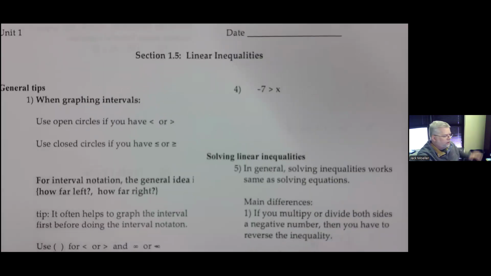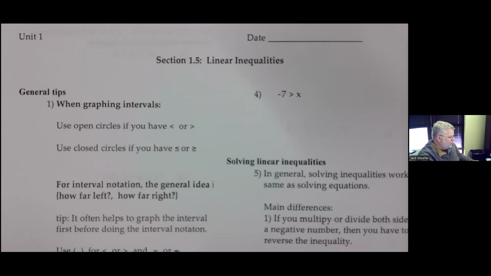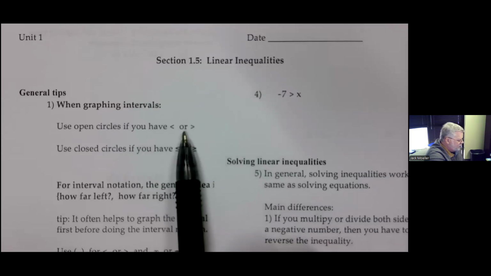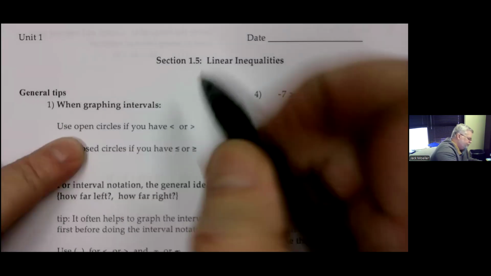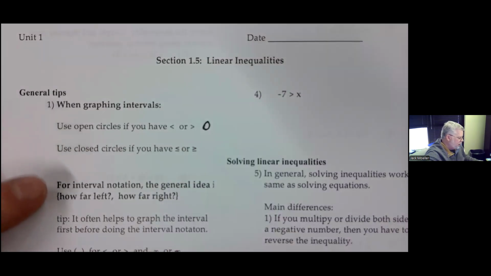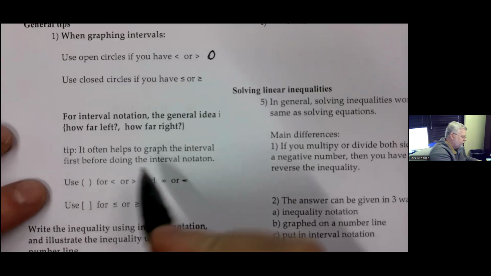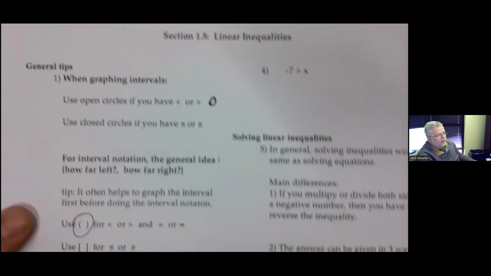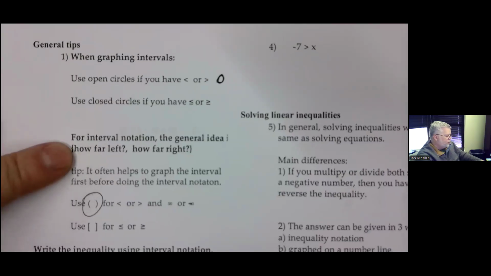Before we get into the solving, let's talk about the graphing. When we're dealing with the number line, if you have greater than or less than, we're going to use open circles. Now, when we get to interval notation, for open circles we use parentheses. Basically, interval notation is: how far left do we go? How far right do we go? So it's just the endpoints. We'll talk about this on the graph as well.